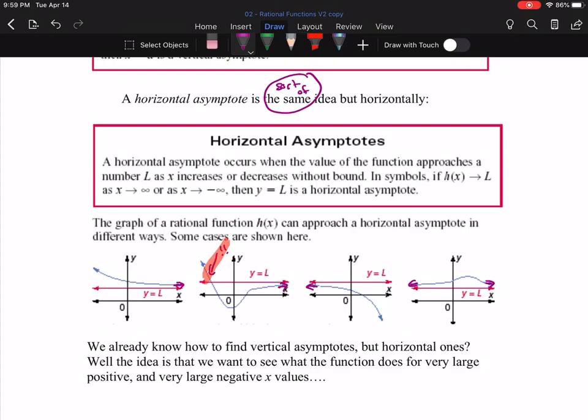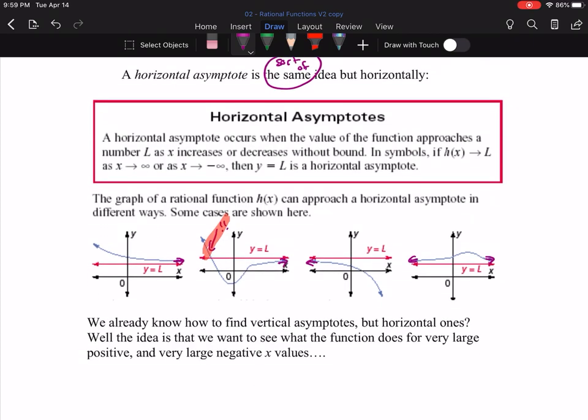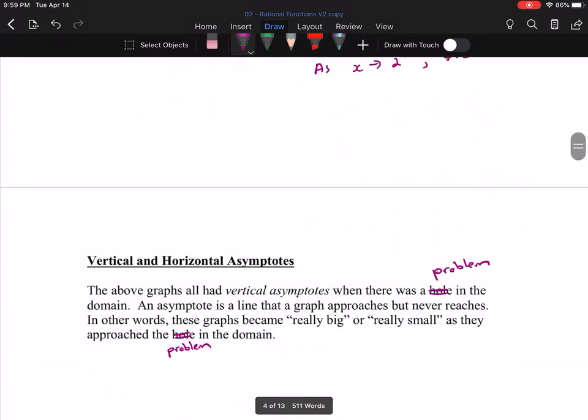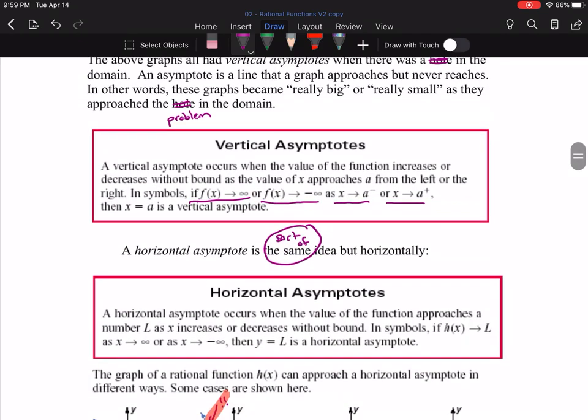They're just end behavior. So we already know how to find vertical asymptotes. Those are the domain issues. I warned you, there won't always be a vertical asymptote, but don't worry, I'll explain that by the end of the lesson. So for now, we think we know how to find our vertical asymptotes, but for horizontal ones, the idea is we want to see what the function does for very large positive and very large negative x values. We're just talking about end behavior here. So really, please add this to your notes. This is another end behavior.